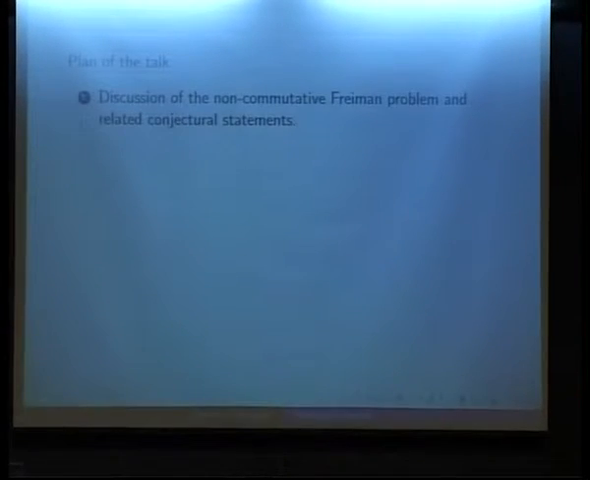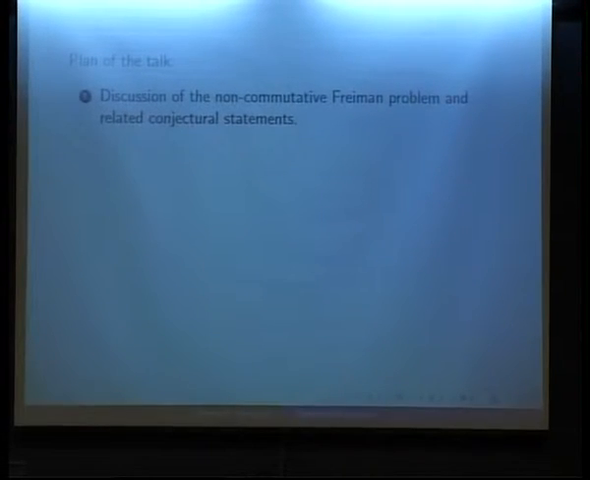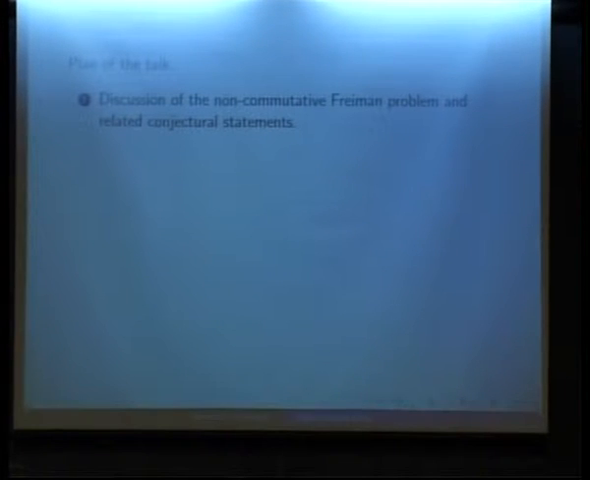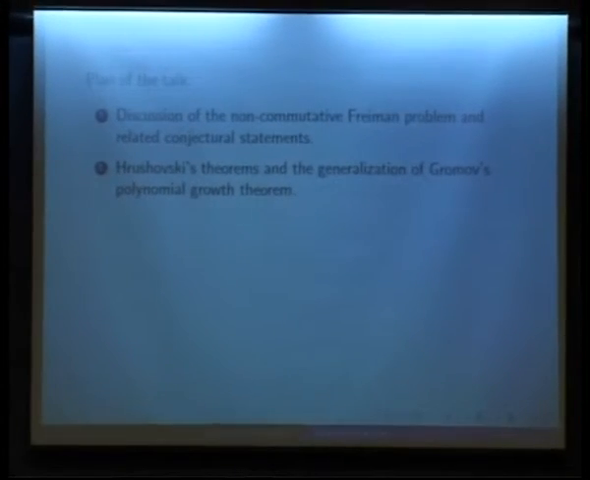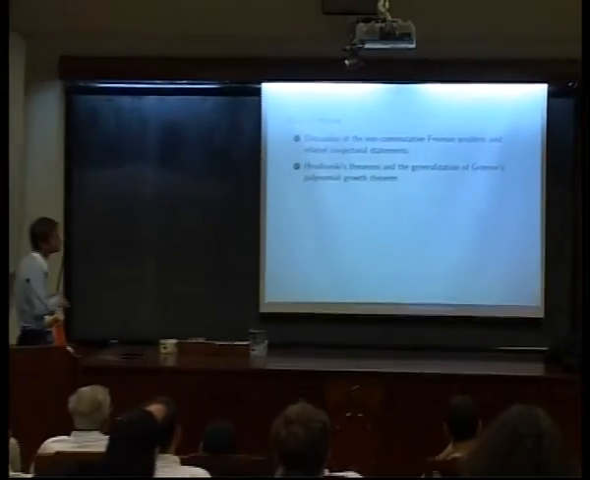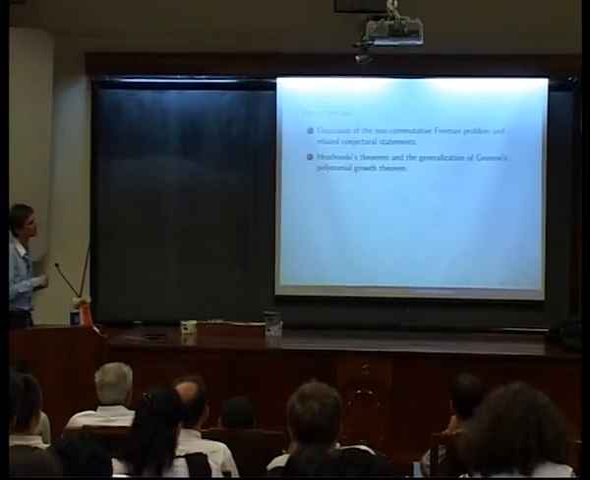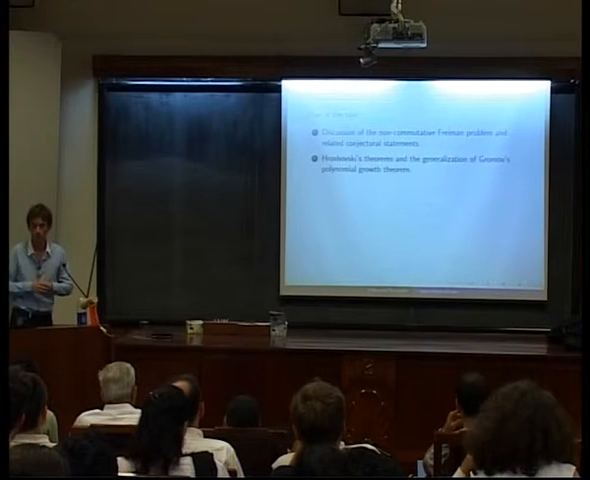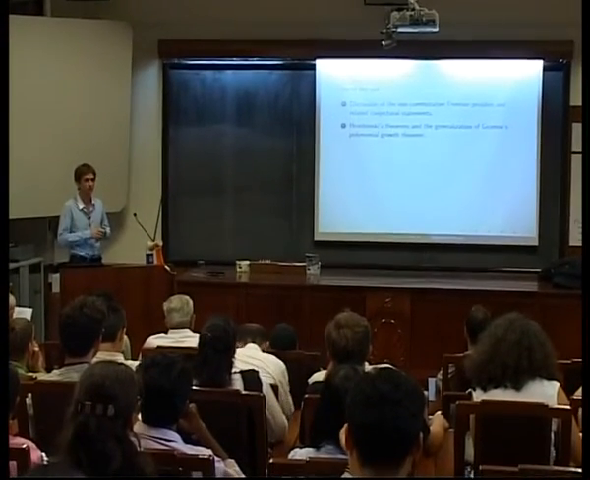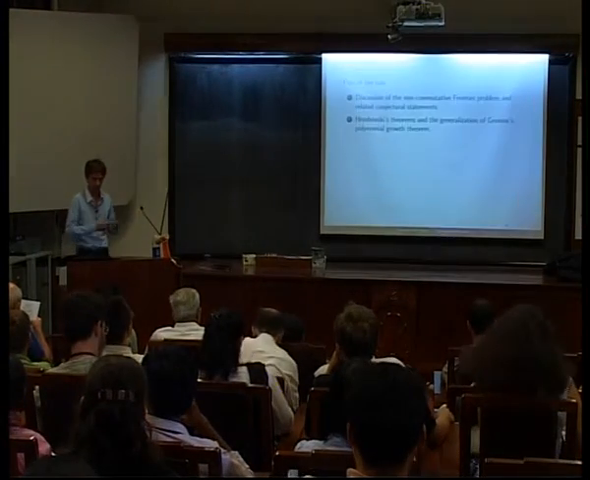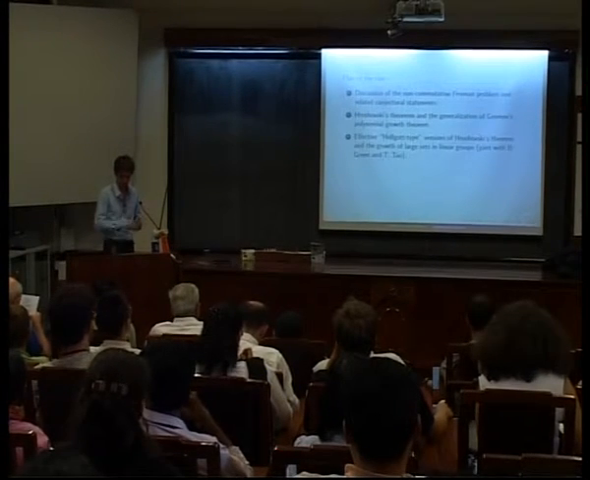So here's the plan of the talk. First I plan to discuss what's called the non-commutative Freiman problem. This can also be called the classification of approximate groups. This is the main problem I'm going to be talking about today. I will define it in a second. Then I will discuss recent theorems of Roushon. Roushon is a logician, and he came up recently with a method to classify approximate groups. And in the process of doing so, he managed to generalize the famous polynomial growth theorem of Gromov. I will explain this also.